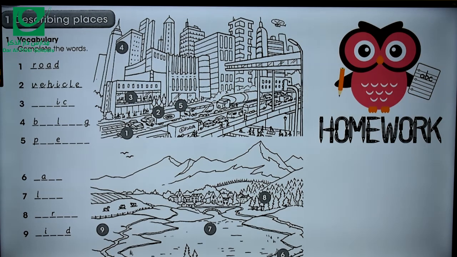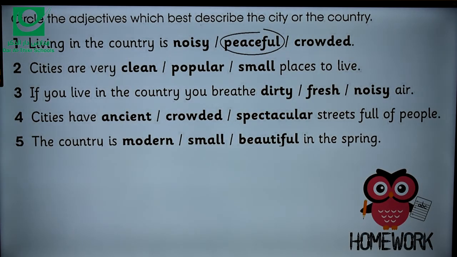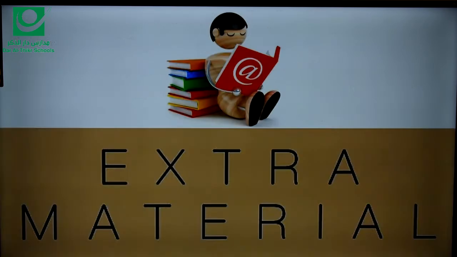Kindly do your homework. Now circle the adjectives which best describe the city or the country. For example, the first one is answered for you. Living in the country. Is it noisy? No. Is it crowded? No, it's peaceful. And you are going to do 2, 3, 4, and 5 for your homework.